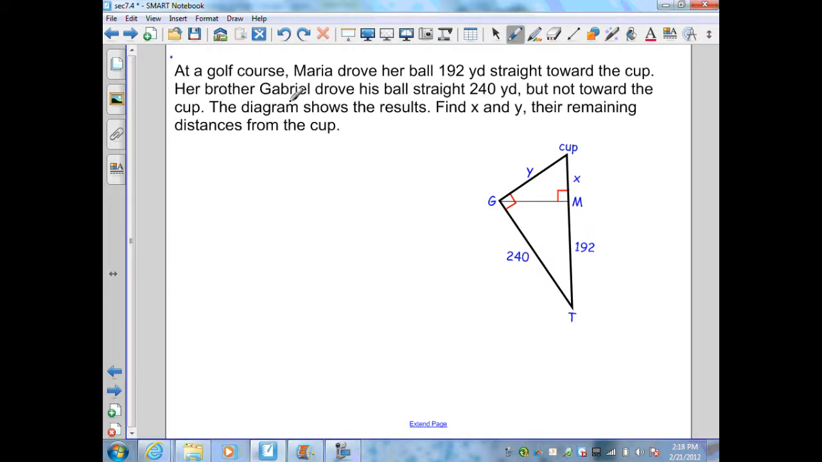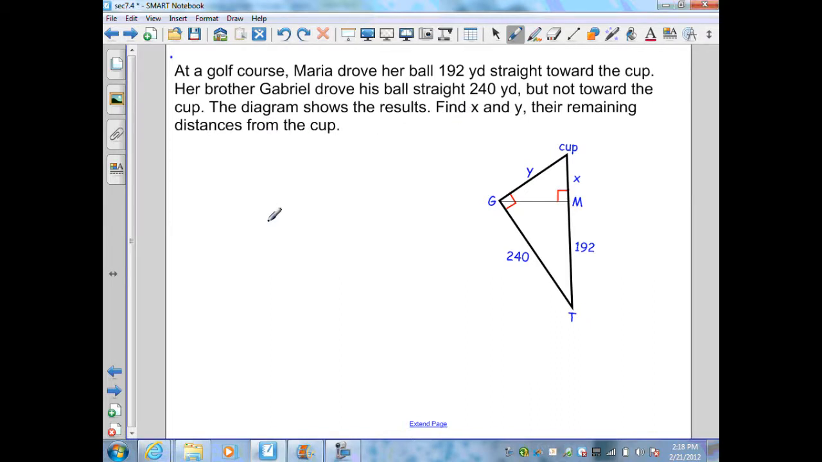Her brother, Gabriel, drove his ball straight 240 yards, but not toward the cup. From the tee off, he went 240 yards to G, which stands for Gabriel. And of course, he's not in the direction toward the cup. And that diagram represents those two striking distances. The diagram shows those results, and they want us to find x and y, the remaining distances from the cup.